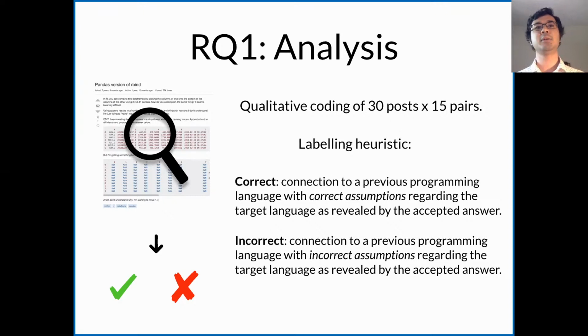Basically, we labeled a post correct if the asker is making a connection to a previous language and making correct assumptions about the target language, and this is revealed by the accepted answer. On the other hand, we labeled it incorrect if they're making incorrect assumptions about that target language.